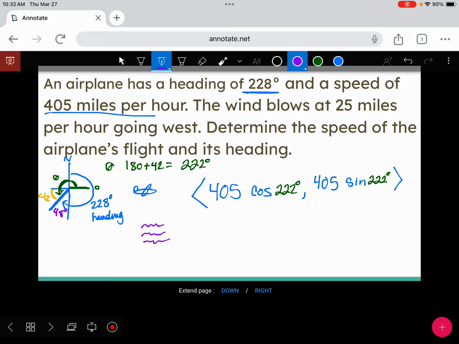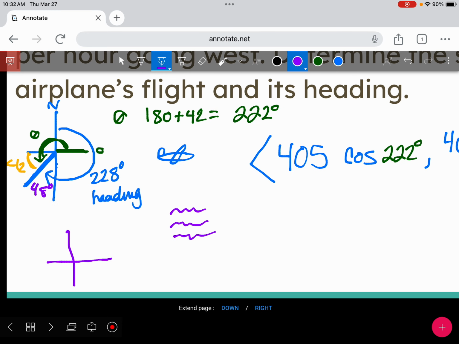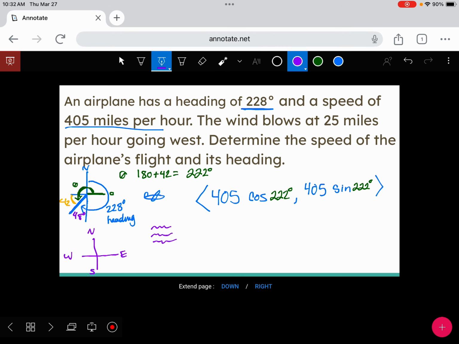So to do a very similar thing for the wind, we need to figure out its angle. So it is going west. So again, remember, we never eat soggy waffles. So if the wind is blowing west, what's its angle?